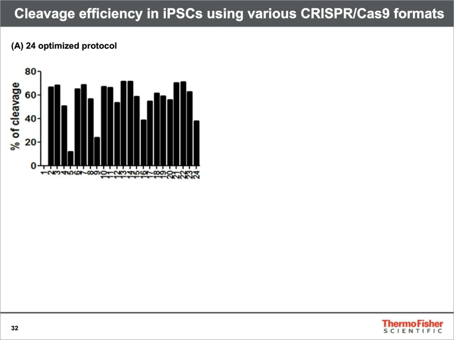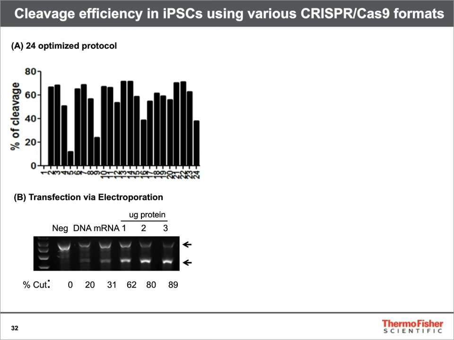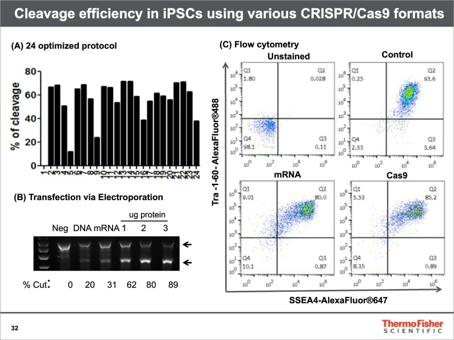In Figure B, we are comparing various formats of CRISPR-Cas9 and their cleavage efficiency. As shown in the figure, DNA and mRNA show poor cleavage efficiency, whereas various concentrations of Cas9 protein show higher cleavage efficiency. In Figure C, we tested the pluripotency of edited iPSC.